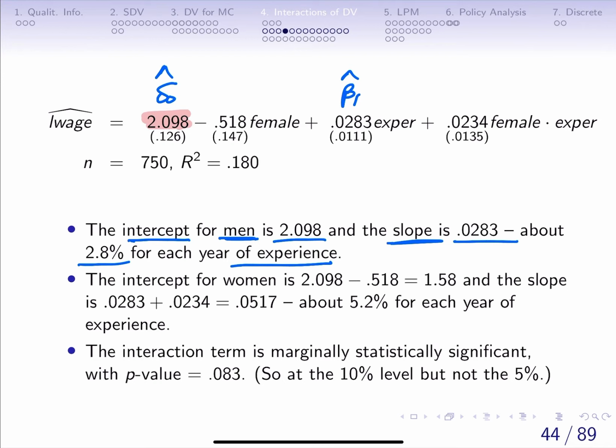If we wanted to look at what is happening for females or women, then we would say that the intercept for women is delta naught.